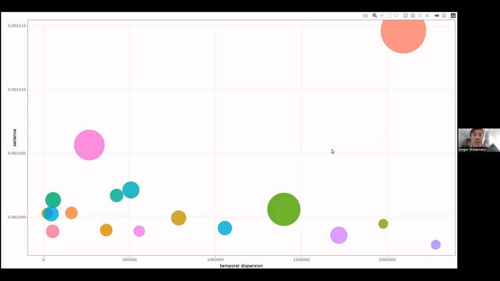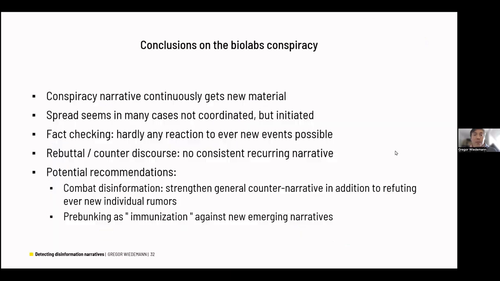So this is our proposal on how to actually analyze the data, and then we can look more closely and more qualitatively at those specific events and how they evolve the entire narrative over time. So let me come to the conclusion on this biolabs conspiracy.